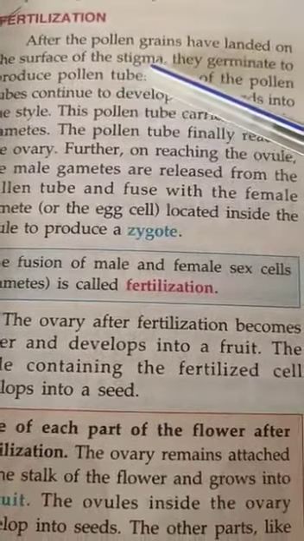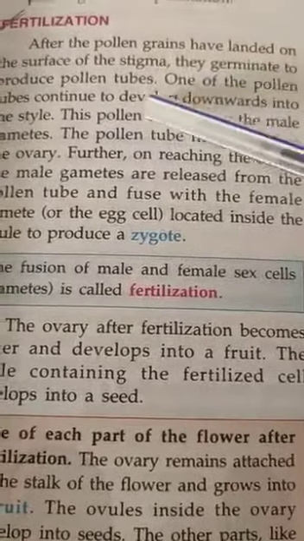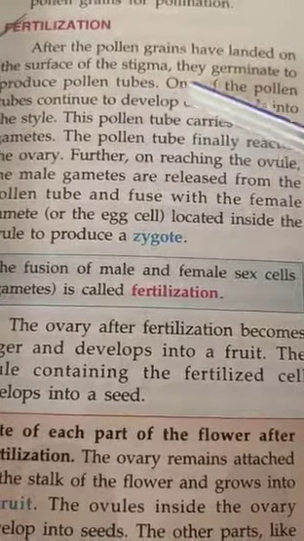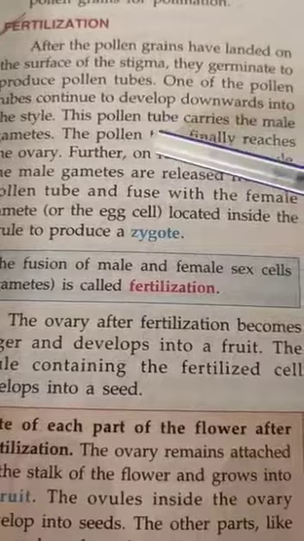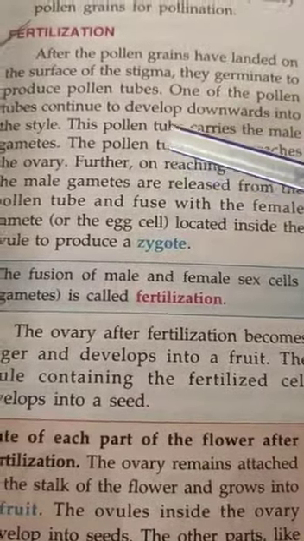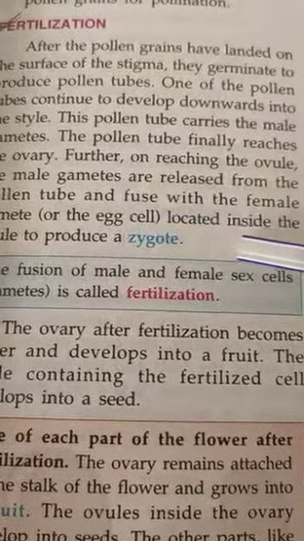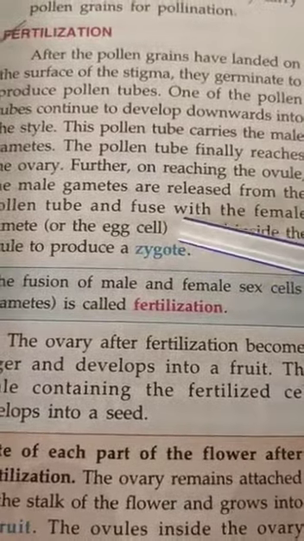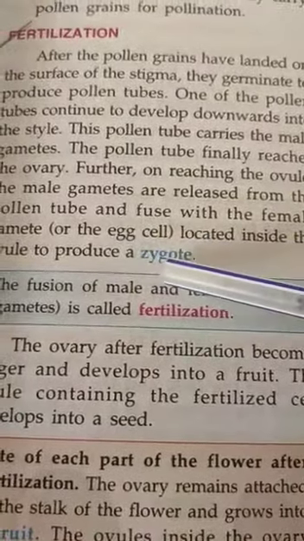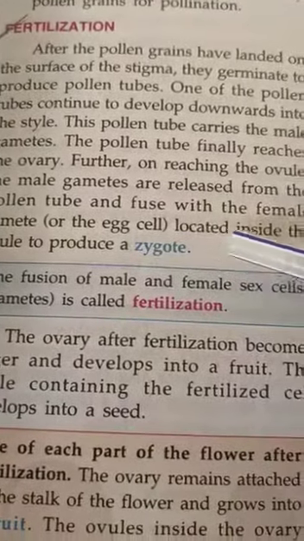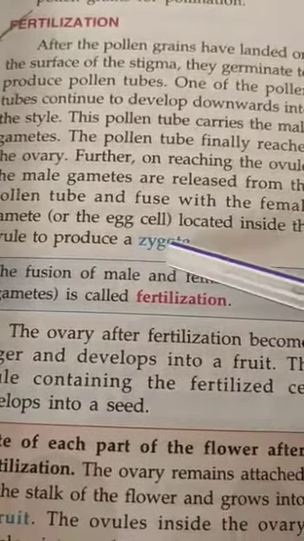When the pollen grain meets the stigma, it germinates and produces a tube-like structure, and finally it enters into the ovary part of the flower. Inside the ovary it contains ovules. Inside the ovule it contains an egg cell. The male nucleus, or the pollen grain nucleus, fuses with the female nucleus and forms the zygote.